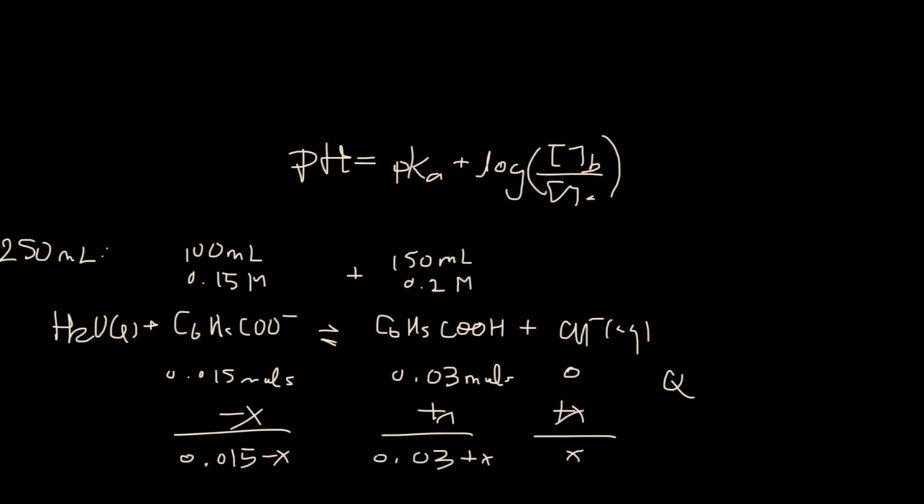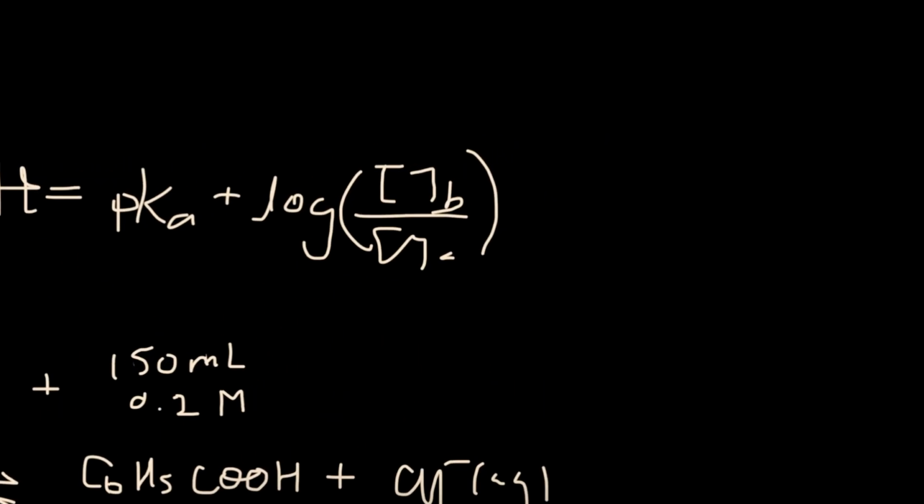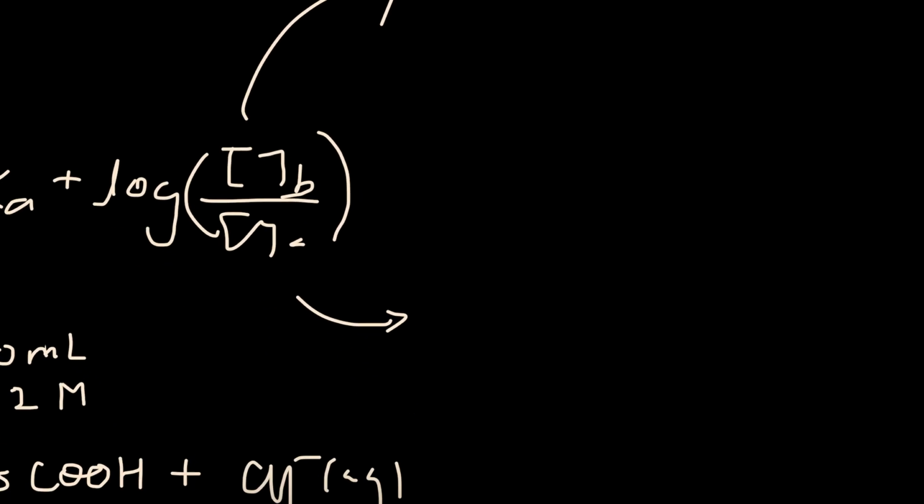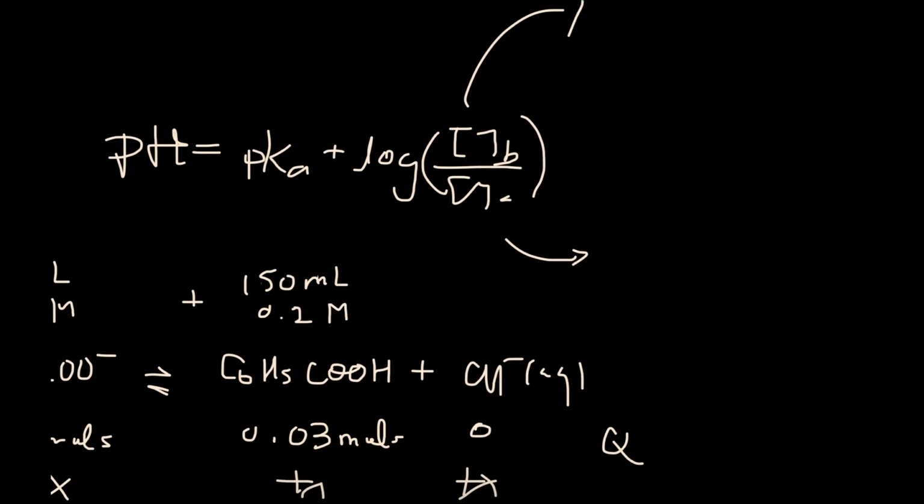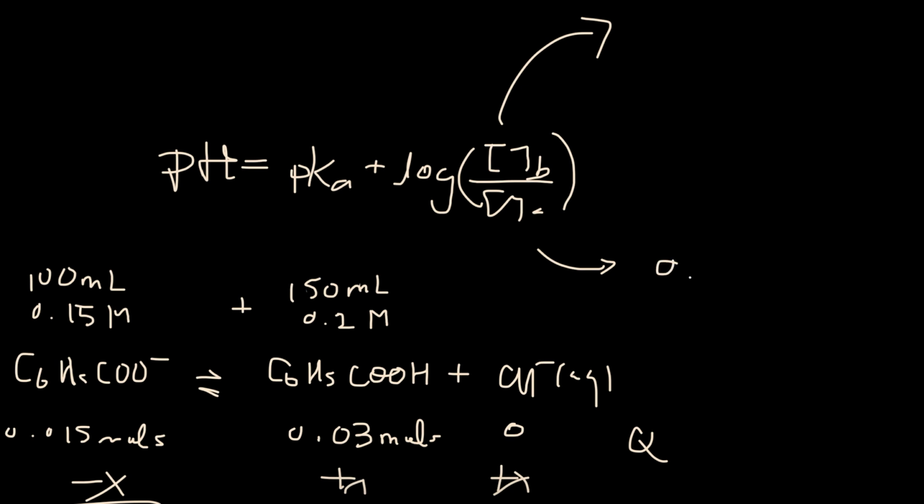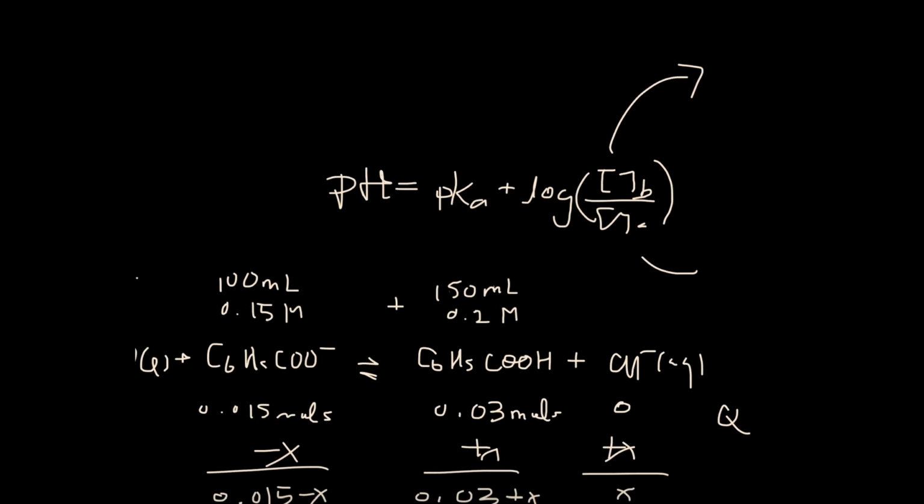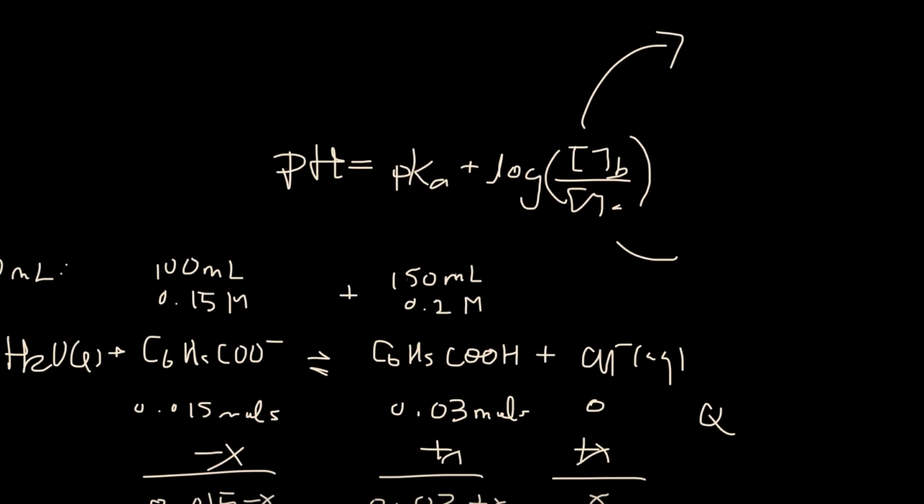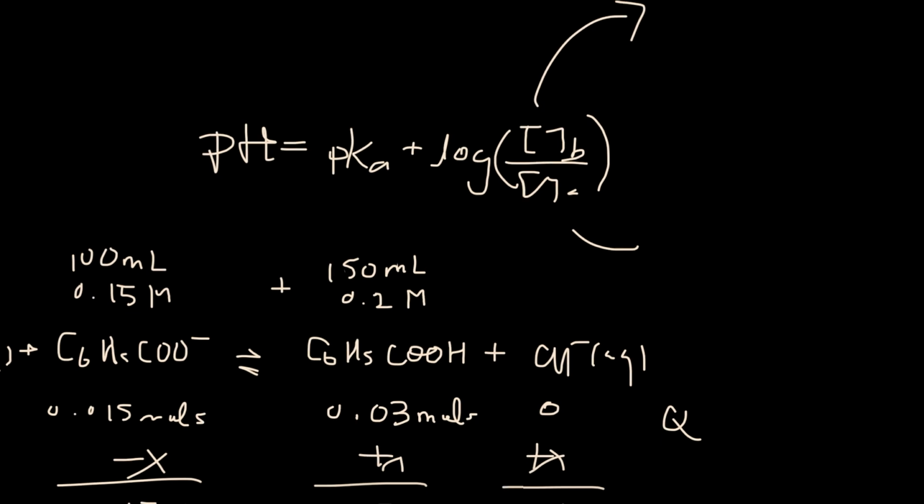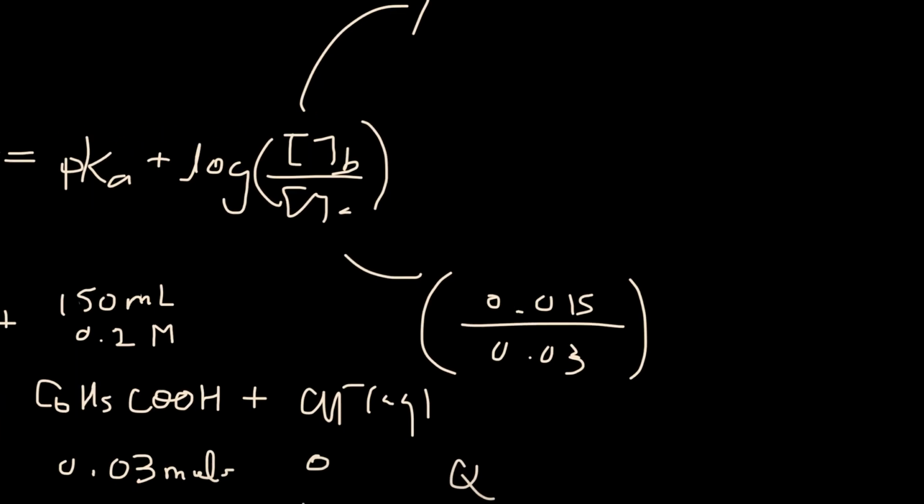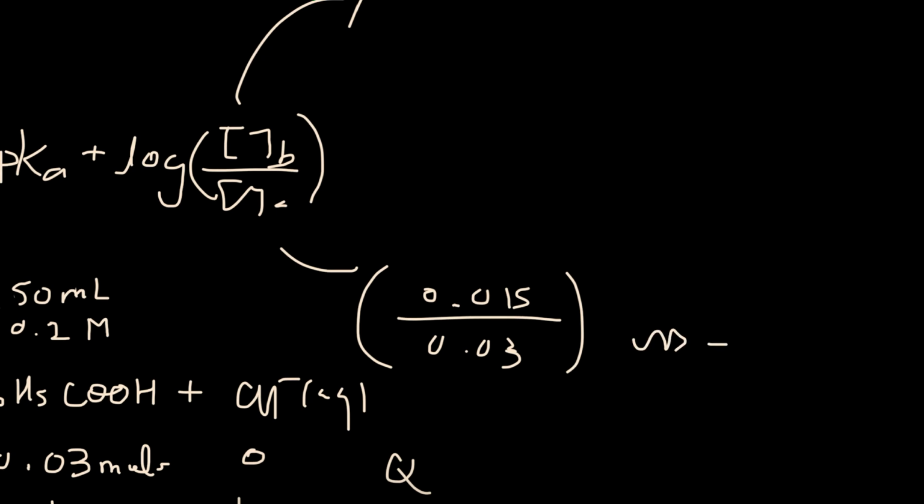Now let's try the Henderson-Hasselbalch way. There are 2 ways we can do it. The first one is to use the concentration, and the second one is using the moles because the volume will cancel out. So the moles of the base, 0.015 moles divided by 0.03 moles, and then I throw all of that in. This log part altogether gives me a negative 0.3.